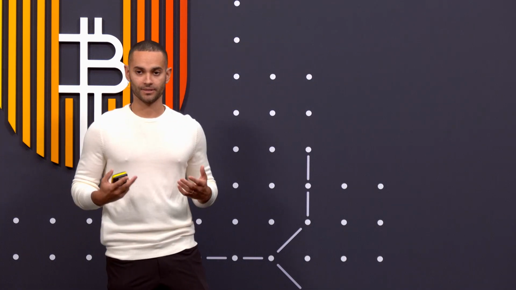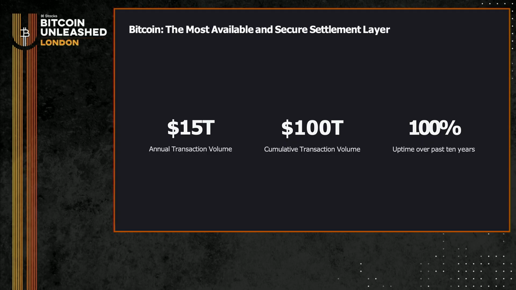And we know that Bitcoin is well-suited to become the base layer of the new financial system because it is the most available and secure settlement layer. Bitcoin settles $15 trillion in annual transaction volume and has had 100% uptime over the past 10 years.